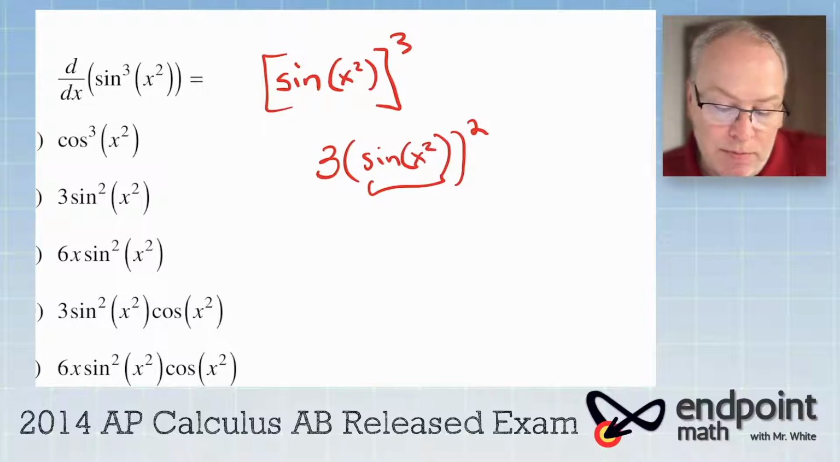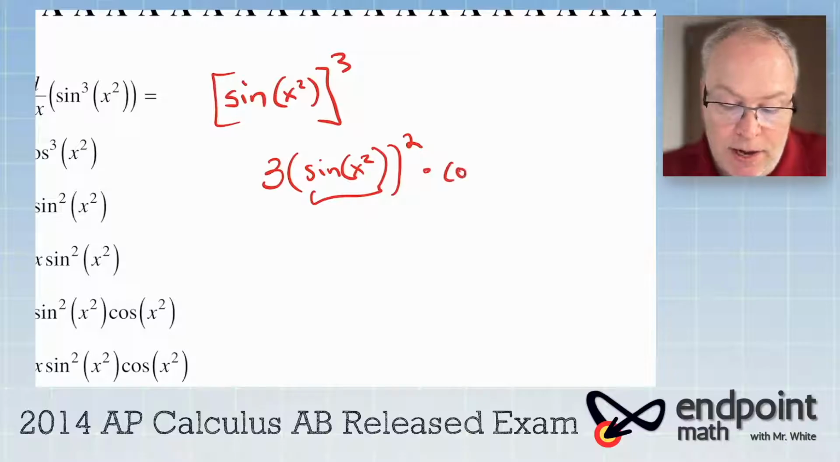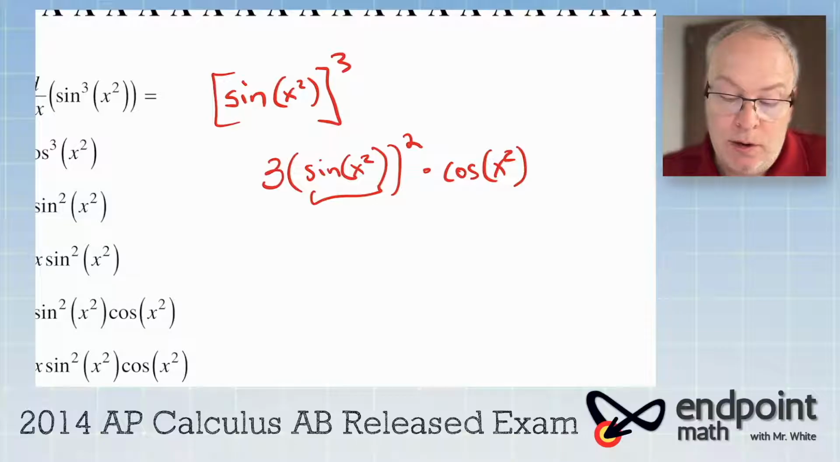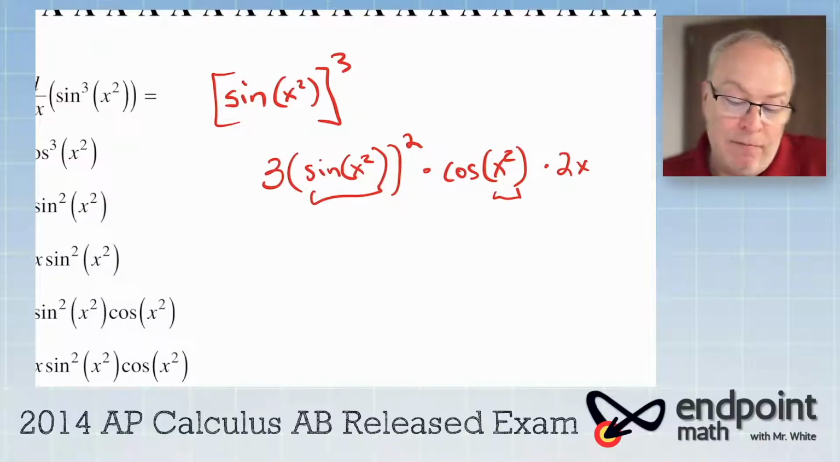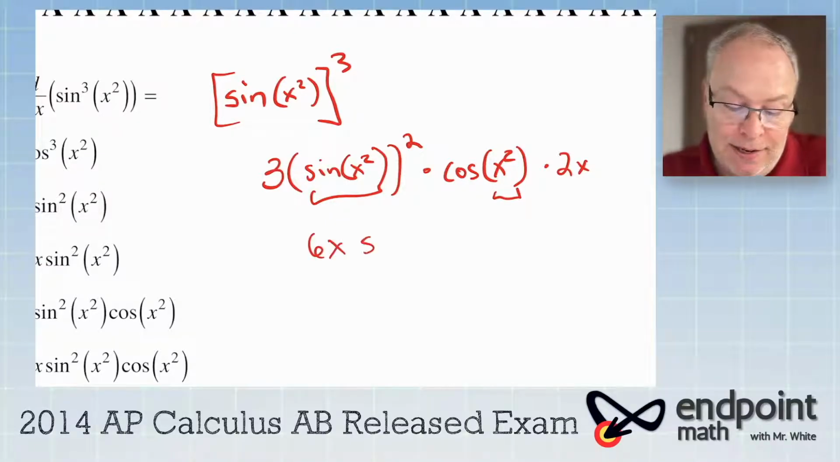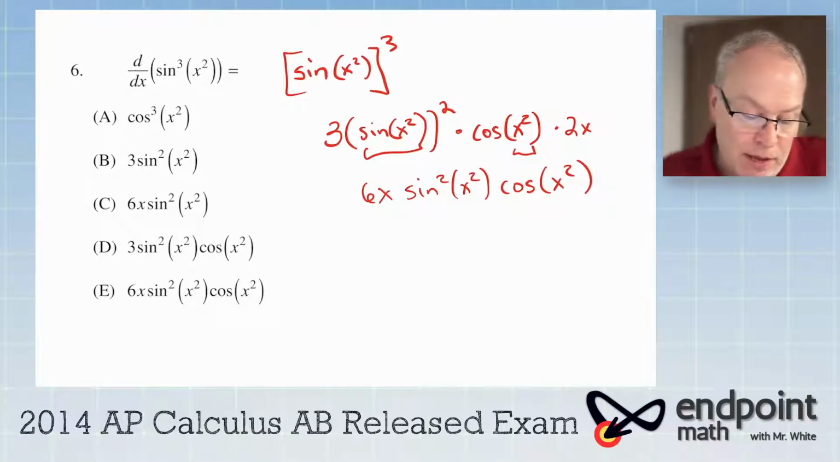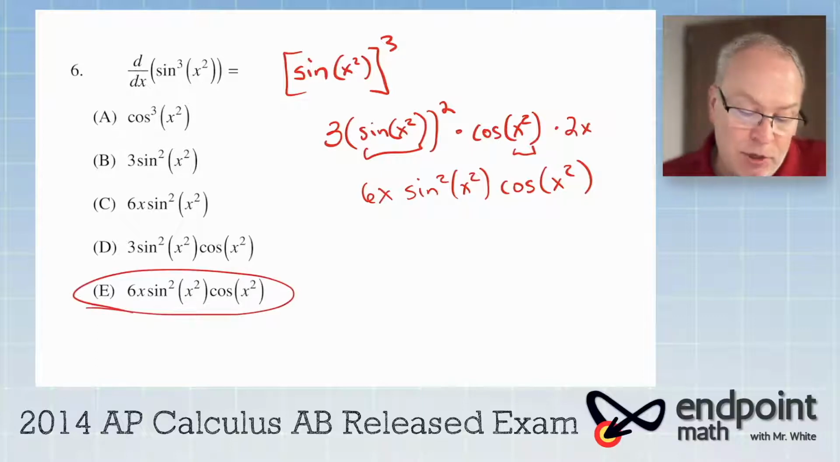But we have to multiply by the chain, which is the sine of x squared here. So we're going to multiply by the derivative of sine of x squared. That would be cosine of x squared, but then we have yet another chain, right? When we took that derivative, we have to tack on, as I like to say, another 2x at the end. That's the derivative of that inside function. So I have 6x sine squared of x squared times cosine of x squared. So I scan over here. Do I see that answer? It looks like it is option E right there, option E.